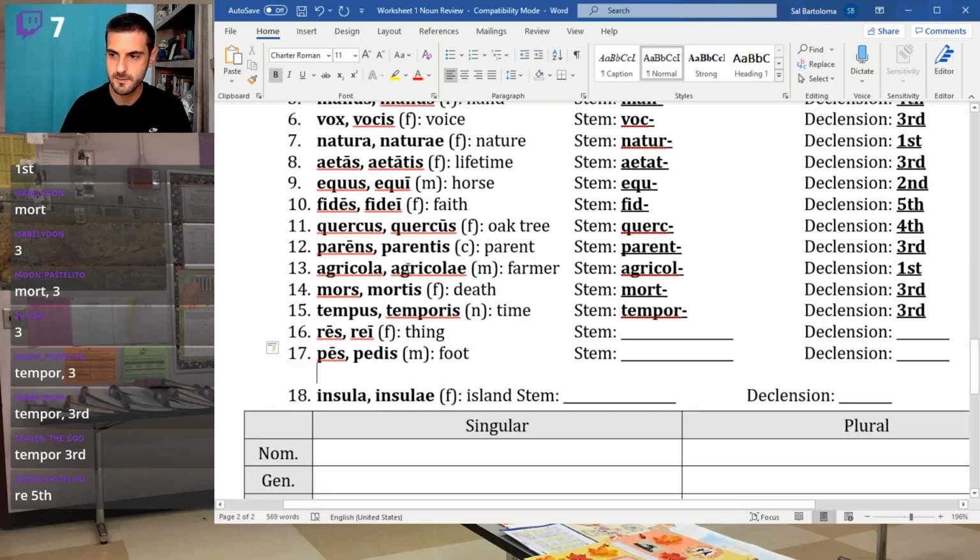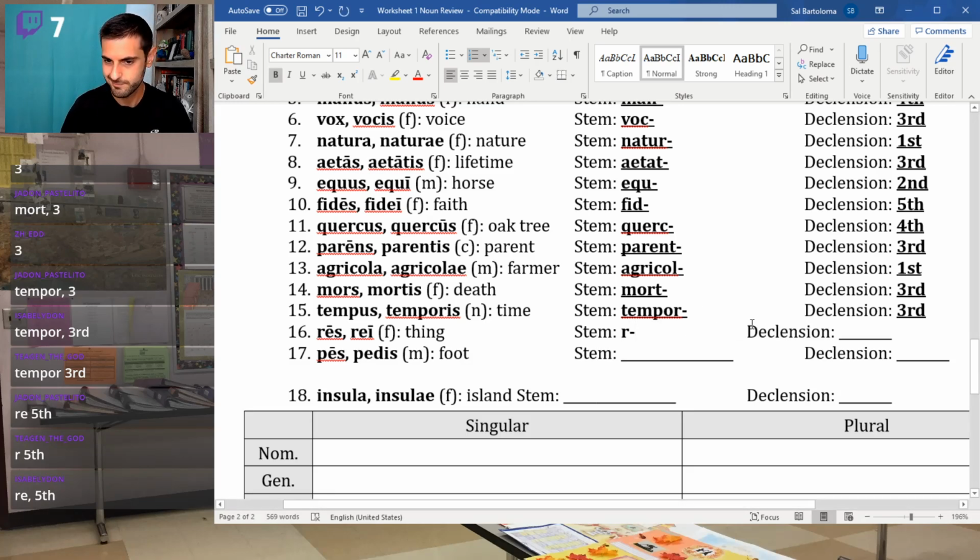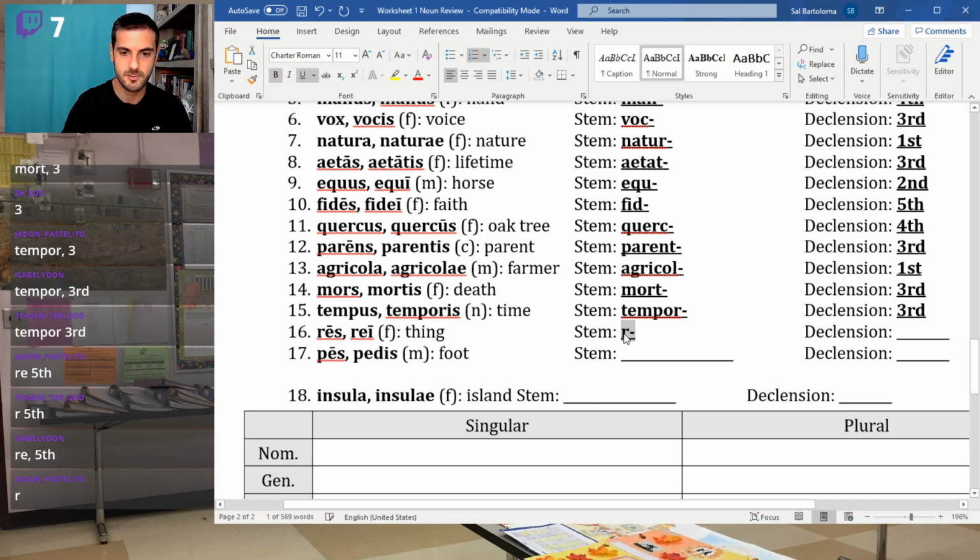Res rei. Yeah, so we picked up on the fifth declension thing. Fifth declension is so weird that really the stem of this word is just kind of r, right? There's always going to be an E in it, so you're always going to see that stem with an E after it, because every ending has an E. But technically the stem would be r.